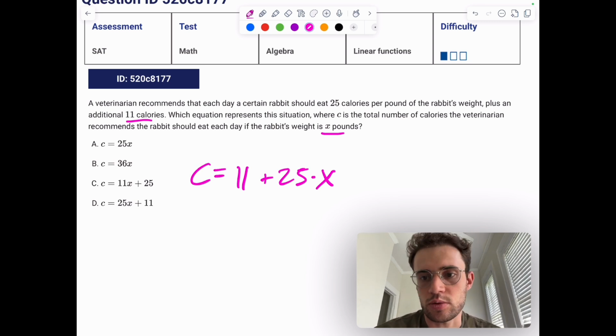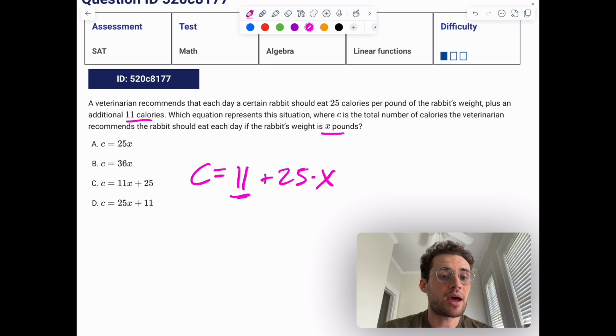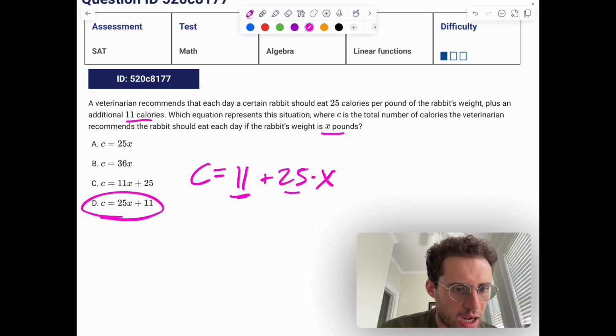So C is equal to, the veterinarian recommends the rabbit should eat each day if the rabbit's weight is X pounds. Right? Well, again, it was 11 no matter what. That's the additional 11. And 25 per pound. So 25 per pound times the number of pounds will give you how many calories. So it'd be something equivalent to this, and we can see option D is the same.